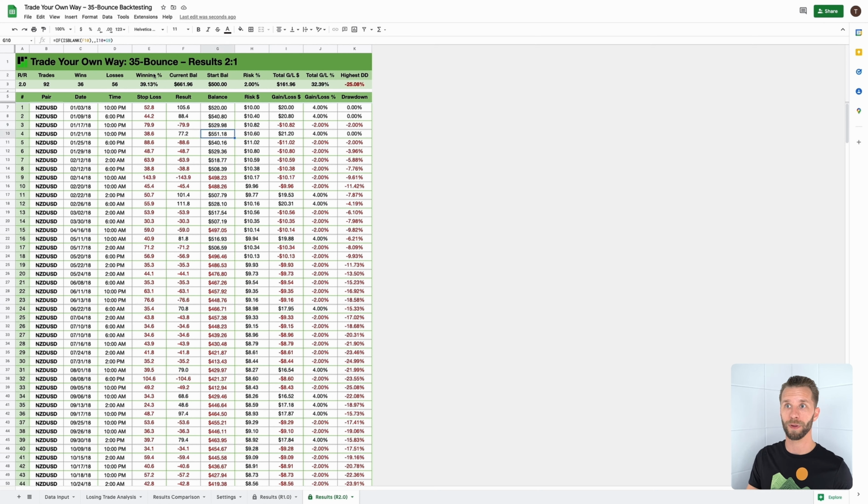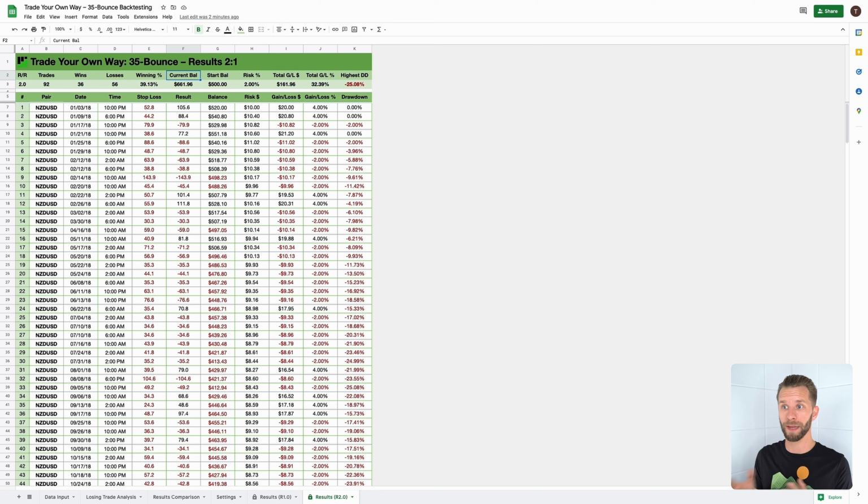While looking at this, we can see that we got to a balance of $661.96 after winning 39% of the trades. But if we look at our 1-to-1, we actually ended up with an account balance of $732, winning 60% of the trades. So while you've got the ability to win more on every single trade, there's a higher chance of losing the trades, and therefore trading with a more conservative ratio actually was more profitable.